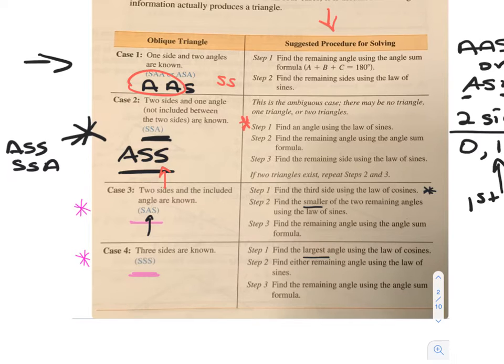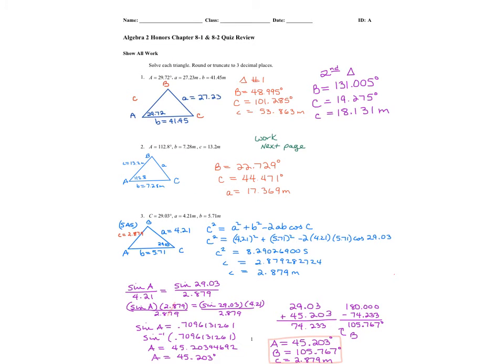Remember when you're doing side, side, side, this one, remember to find the biggest angle first. And when you're doing side angle side, find the third side first, but then when you go to look for the angles that are missing, find the smaller one first. So the order of those is going to make a difference. And again, the only time you need to check for a second triangle is when it's the ASS or the SSA.